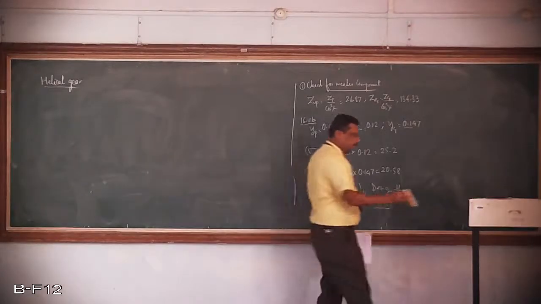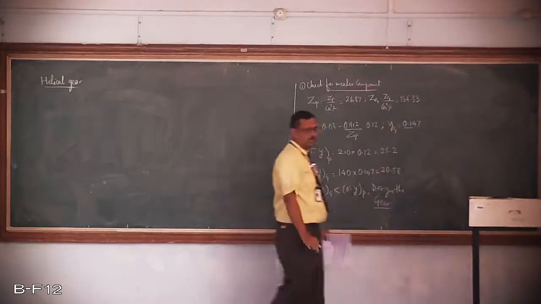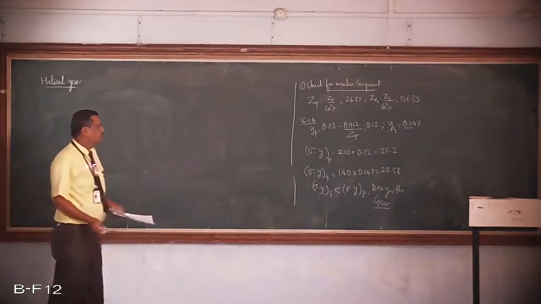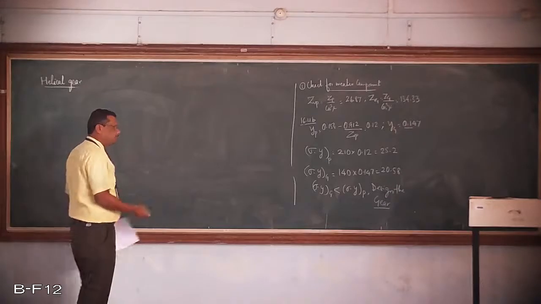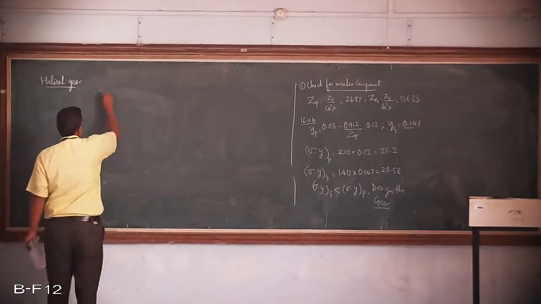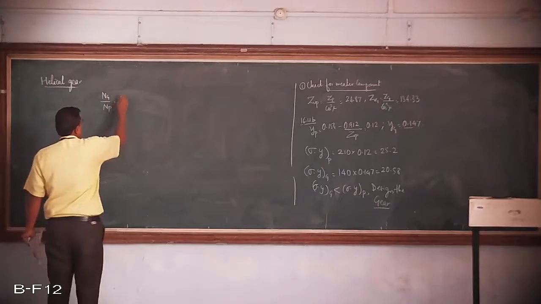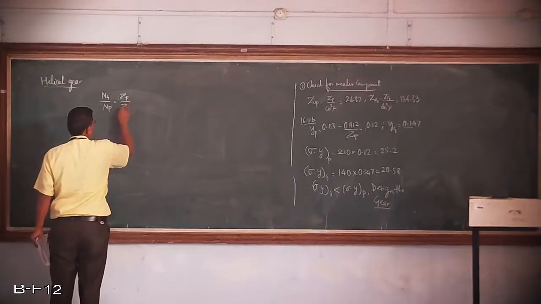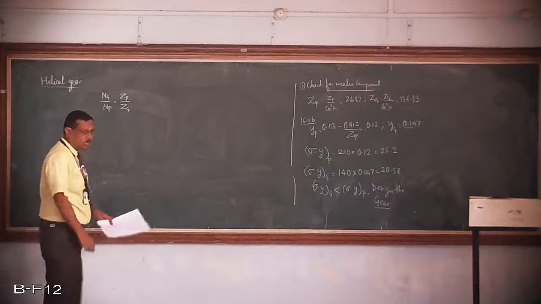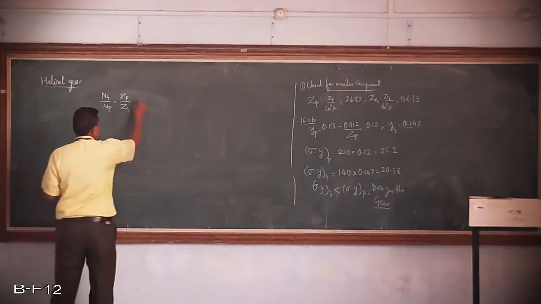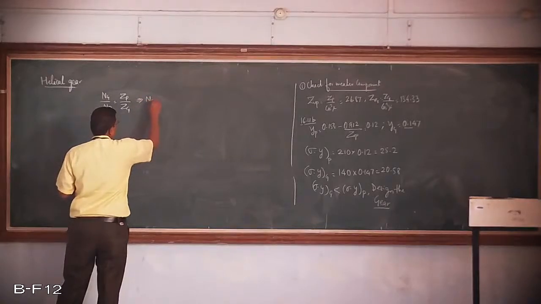Therefore, we need to know the velocity of the gear. In fact, the velocity of the pinion and the velocity of the gear are going to remain the same. Therefore, let us calculate the RPM of the gear. We know that N of G divided by N of P is nothing but Z of P divided by Z of G. Both are given in this case. RPM of the pinion is given, therefore, from this we will get RPM of the gear.